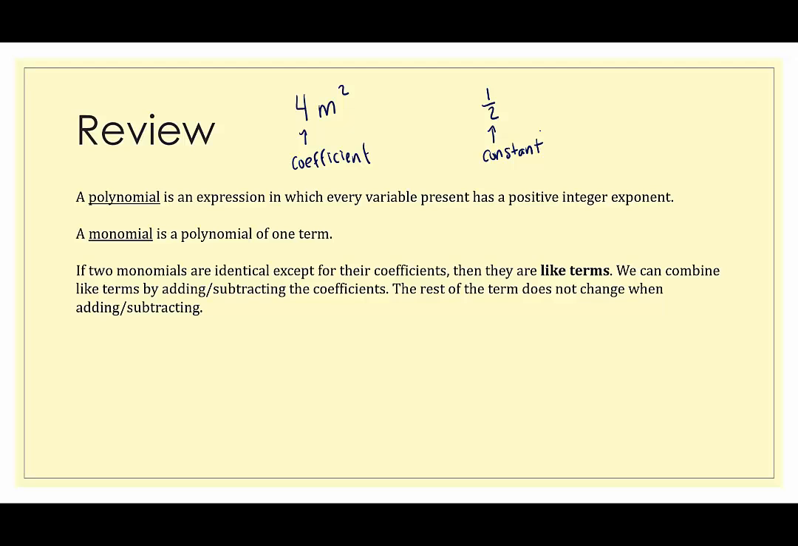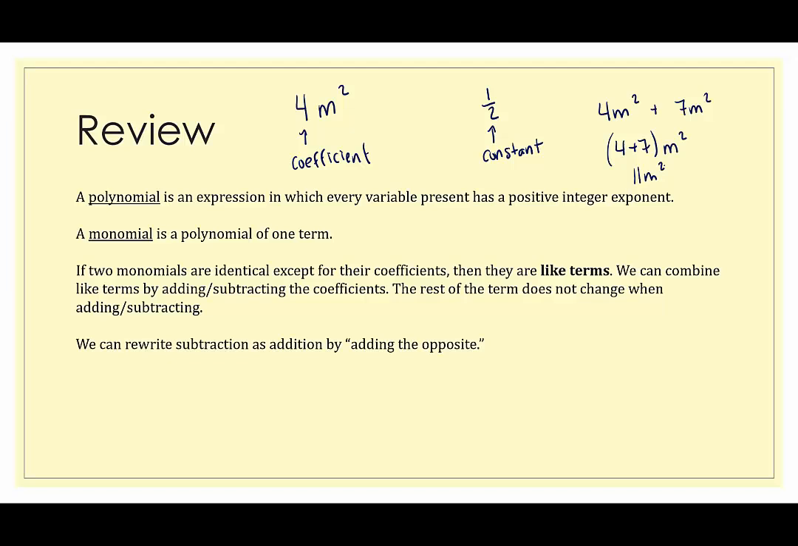And then what I'm talking about here, when I say we can combine by adding or subtracting the coefficients, if I had 4m squared, and then I had another monomial, let's say 7m squared. These two monomials are identical except for the coefficients, right? They both contain the m squared and nothing else. So we could combine these. I have 4 of these m squareds here. I have 7 here. We combine by adding the coefficients 4 plus 7. But otherwise, the rest of that term will stay the same. And then we would say that we have 11m squared.